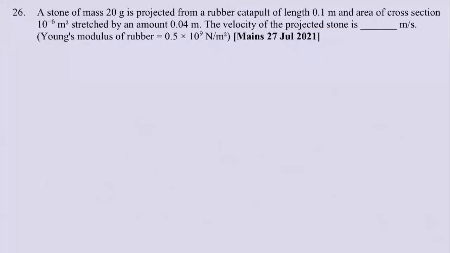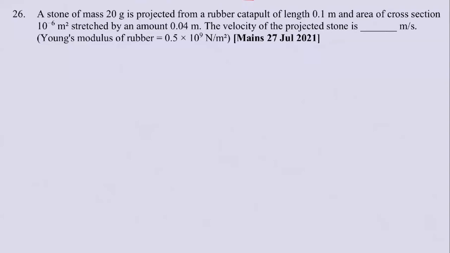Question number 26. We learned energy in the previous segment. Only just we are calculating energy. But whenever we calculate energy, we use law of conservation of energy. We use that energy to generate some velocity or projectile or something like that. Now, a stone of mass 20 grams is projected from a rubber catapult of length 0.1 meter and area of cross section 10 power minus 6 meters square, stretched by an amount of 0.04 meter, whatever it is. Velocity of the projected stone is. This is the thing I told you, that we link elasticity with mechanics. That's the thing you need to understand. That linking will be like this.